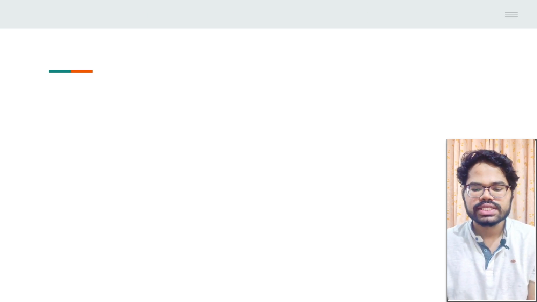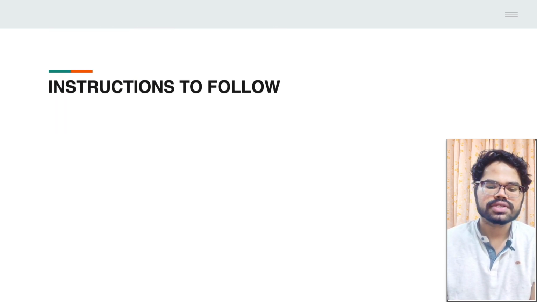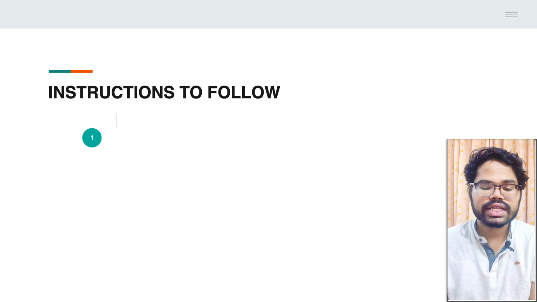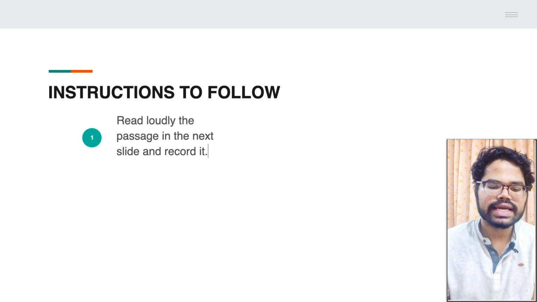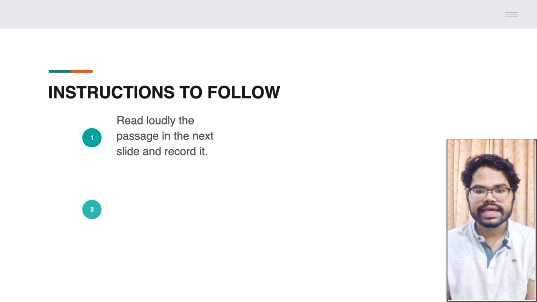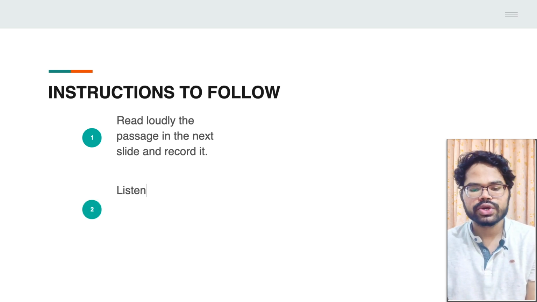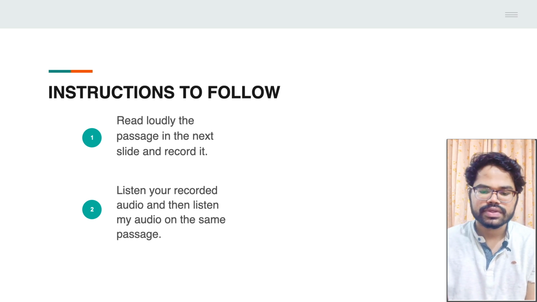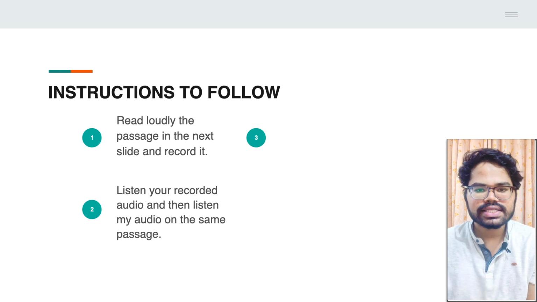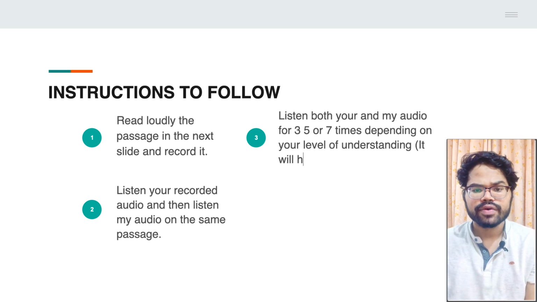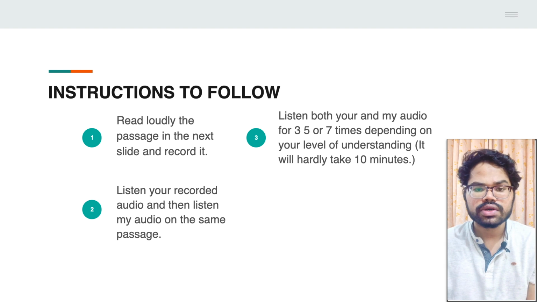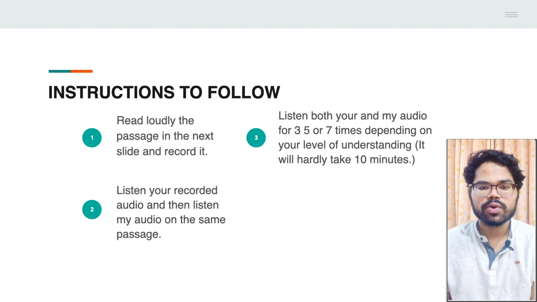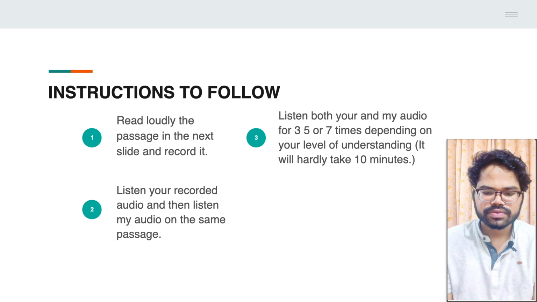So all you need to do is follow these 4 simple steps to speak English in a better way. First, read the passage loudly in the next slide and record it. Second, listen to your recorded audio and then listen to my audio on the same passage. Third, repeat this exercise for 3, 5 or 7 times depending on your level of understanding. Don't worry, it won't take more than 15 to 20 minutes.